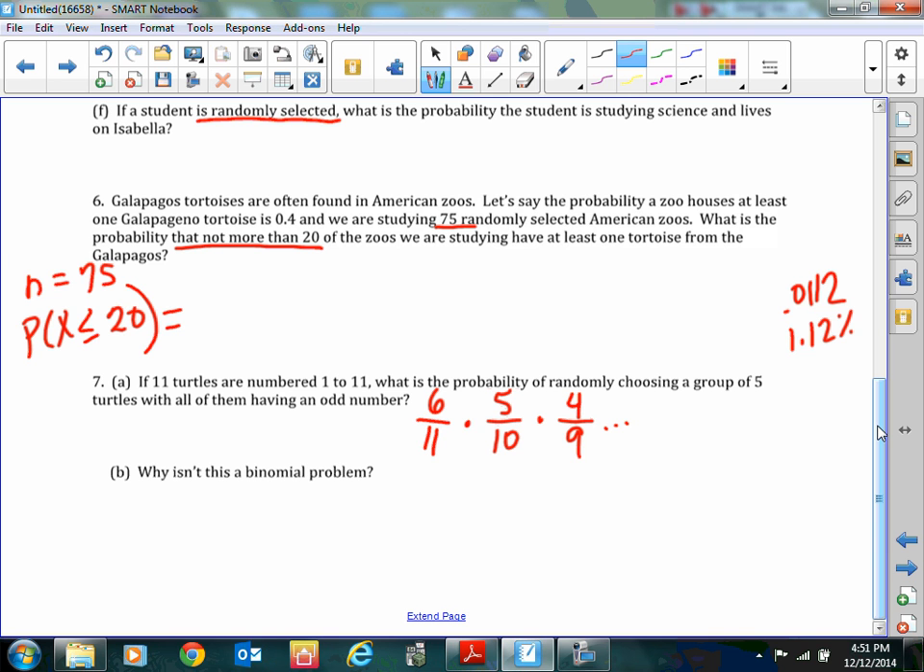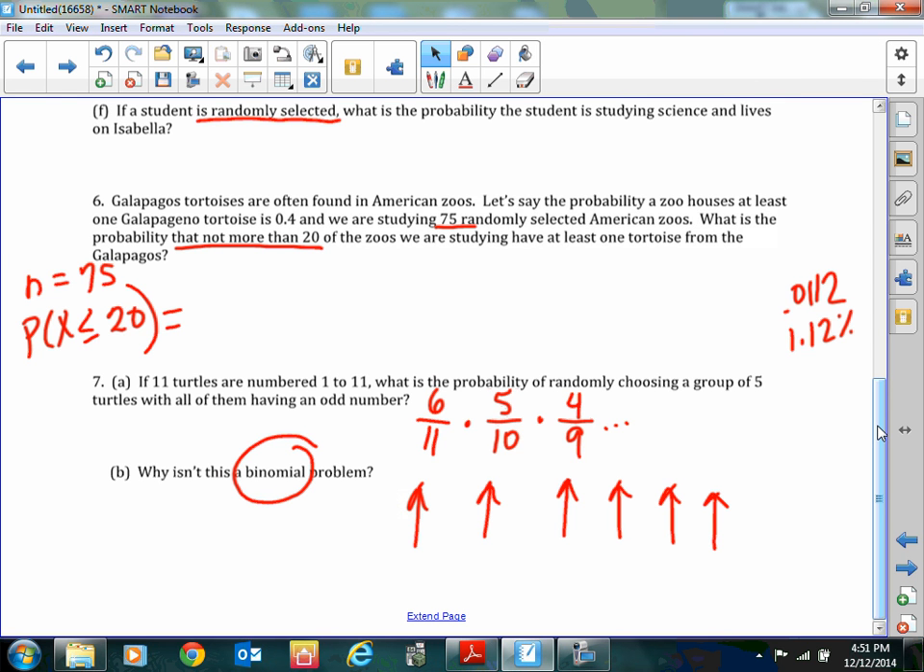And so you can get that probability, but the reason that this is not binomial is because you can see the probability of getting an odd is changing from pick to pick because you are not replacing. So the probability is changing. That's what's making it not a binomial problem.